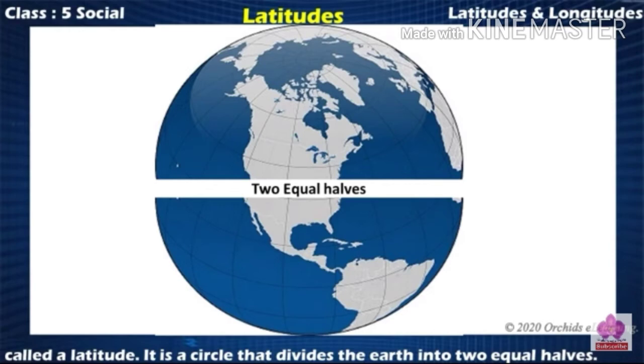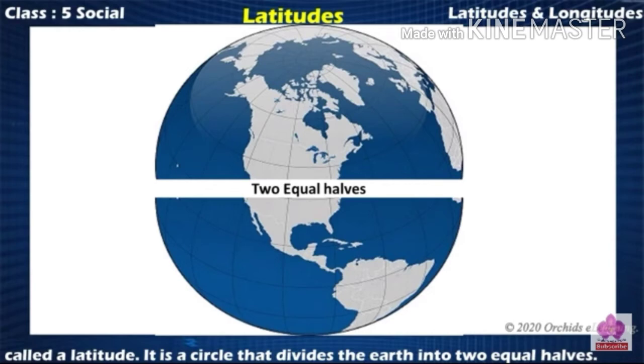Again, the equator lies at 0 degrees. The equator is the biggest latitude on the globe. The Tropic of Cancer lies at 23.5 degrees north of the equator. The Tropic of Capricorn lies at 23.5 degrees south of the equator.